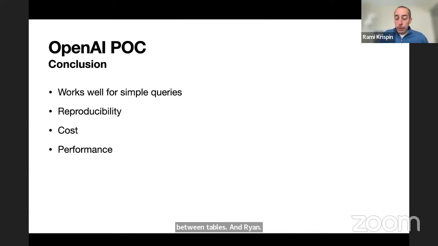Reproducibility, we talked about the temperature. You want to be able to make this process as reproducible as possible. Cost. So I talked a little bit before about the OpenAI versus the open source.